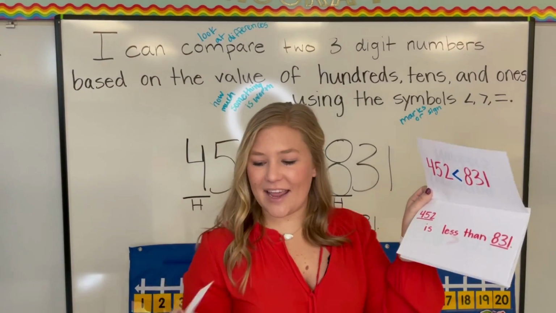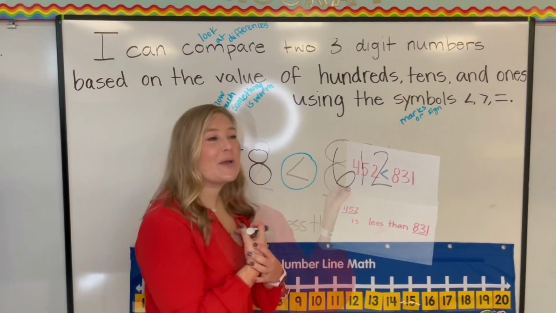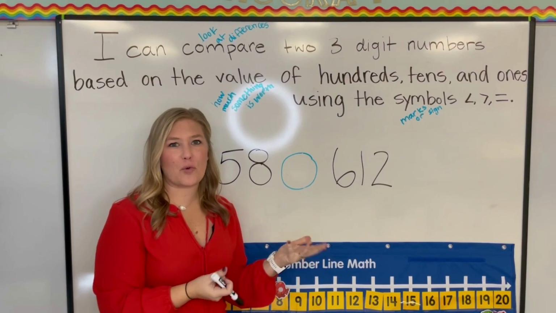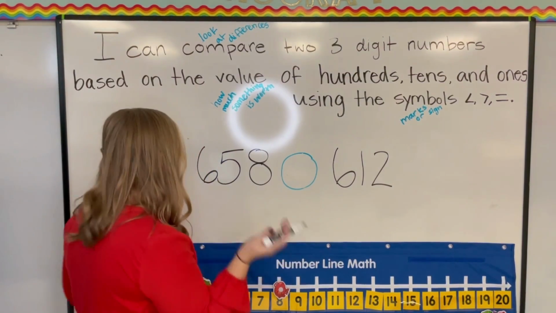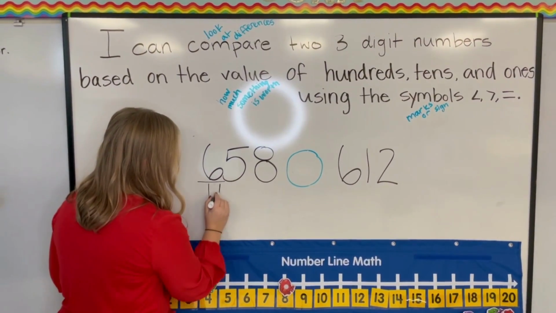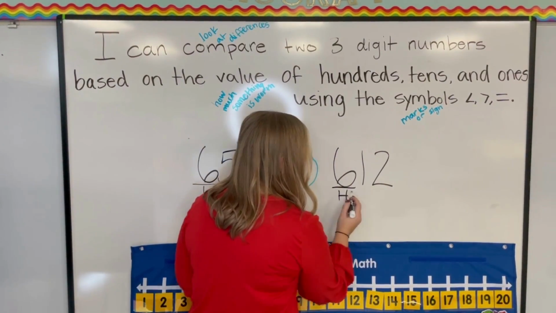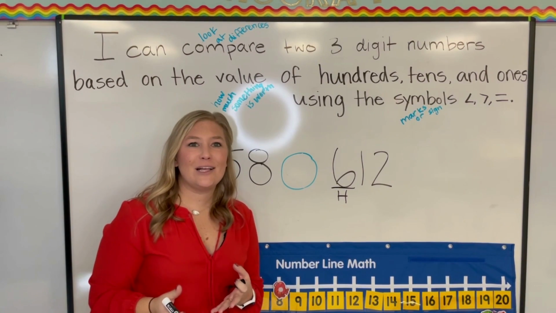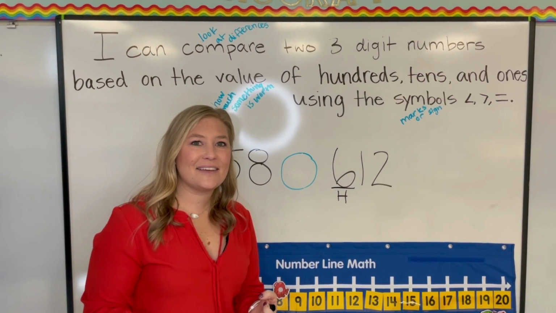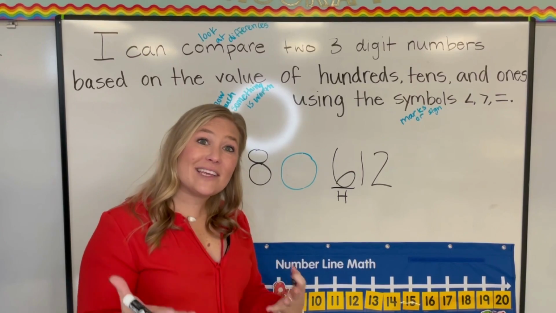452 is less than 831. So we have 658 and 612. Let's look at our hundreds place first. I hear 600 and I hear 600. So it looks like they have the exact same number in the hundreds place. So what number should we look at next? That's right, we need to look at the numbers in the tens place.